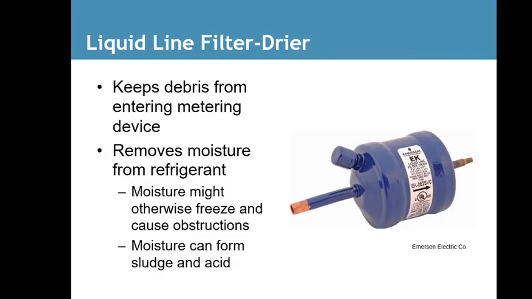Liquid line filter dryer keeps debris from entering the metering device, removes moisture from the refrigerant. Moisture might otherwise freeze and cause obstructions in the coils. Moisture can form sludge and acid.